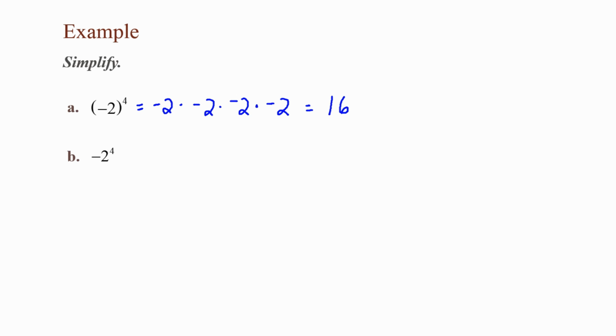In part B, my base is 2. So I have my negative, and then I have 2 times 2 times 2 times 2. So that answer is negative 16. If the negative is a part of the base, you must have it in parentheses.